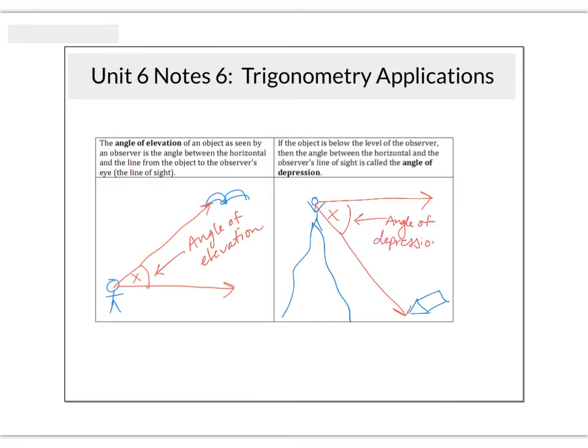Basically, angle of elevation is when you're looking up at something. Angle of depression is when you're looking down at something. The most common mistake, though, is sometimes people put the angle of depression in the wrong spot. Sometimes people put the angle of depression in here. That is not correct. The angle of depression has to be from your line of sight down to the object that you're looking at.